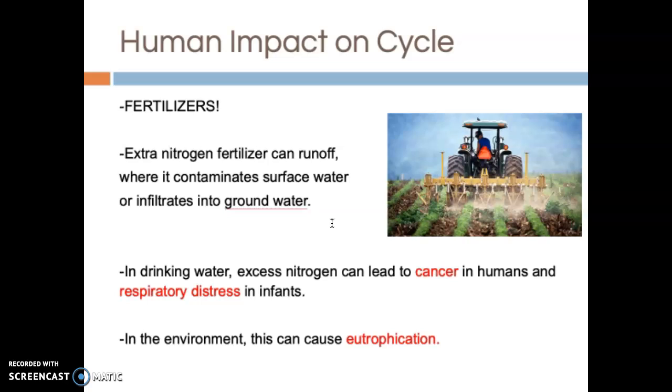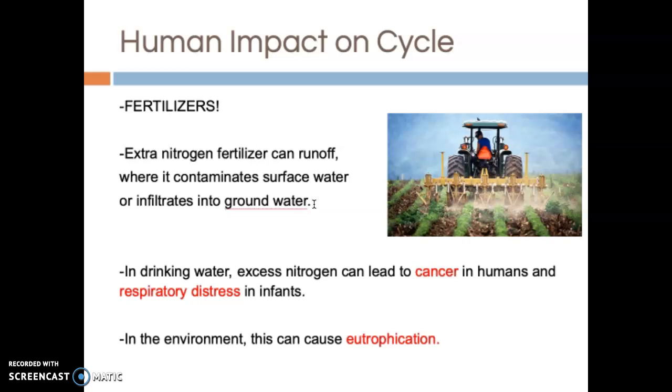So when that happens, and rain would occur, some of that fertilizer is going to get washed off of the plants. That's called the runoff. So it's going to run off from the fields, and it could get into surface water, or it could get into groundwater. So now we've got excess nitrogen in the water.